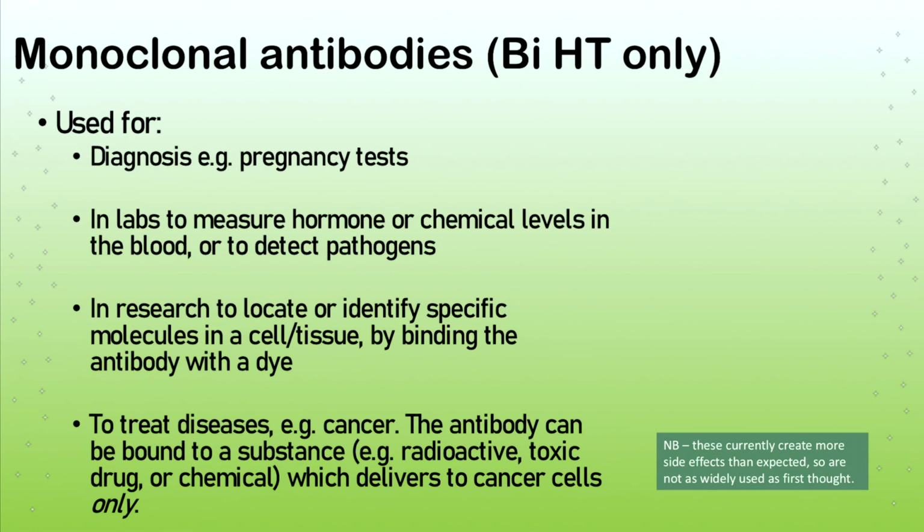So if we know the antigens on the cancer cell, we can produce monoclonal antibodies to target that antigen, and therefore we'll only kill off the cells that have that antigen, just eliminating the cancer. It'd be phenomenal if we could get it to work properly. But there are some problems. At the moment, they create a lot more side effects than we were expecting, so they're not as widely used as first thought, but loads of research is still going on into monoclonal antibodies in medicine.